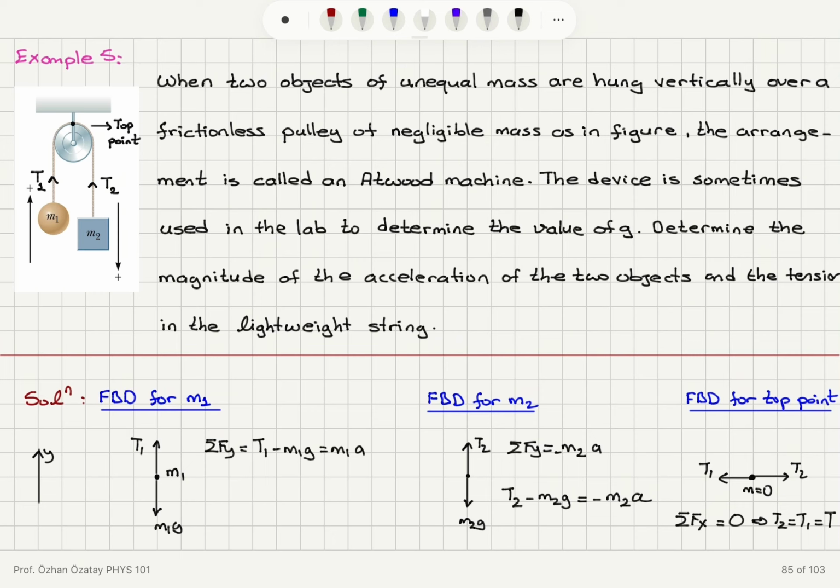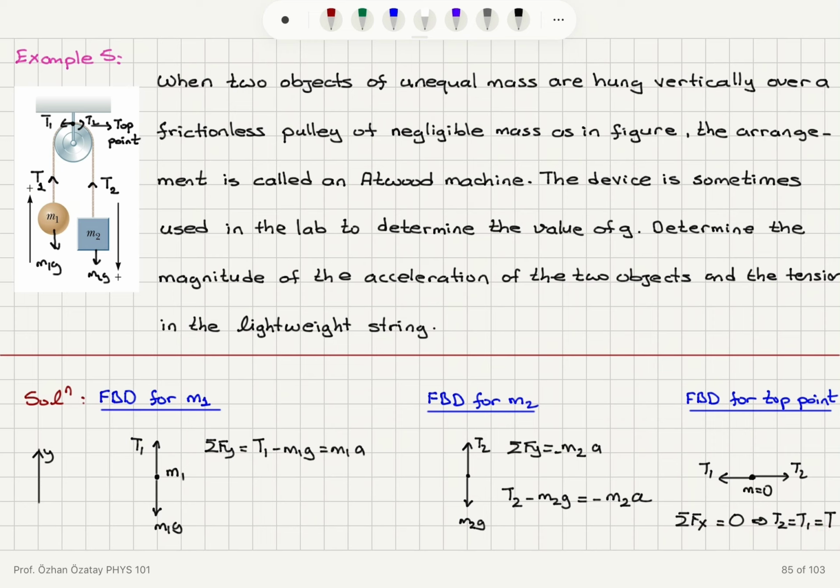Free body diagram for M1 gives us two forces, T1 pointing up and M1G pointing down. For M2, T2 pointing up, M2G pointing down. For the top point, we have T2 pointing to the right, T1 pointing to the left. And I realized that because I have no mass at the top point, it's a lightweight string, T1 and T2 are approximately the same. So there is a single tension T.